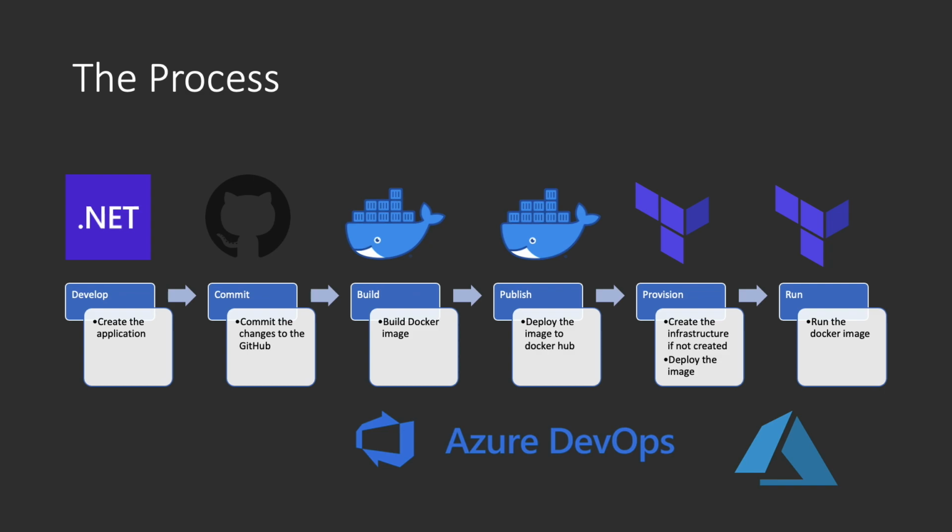So once we have deployed our Docker image to Docker Hub, what we're going to be doing is provisioning the infrastructure if we didn't do so already. And once we have provisioned that infrastructure, we're going to be deploying the image that we have created to that infrastructure, and then we're going to be actually running that image. So we're going to be referring back to this chart during our code, but for now I just wanted to go over an overview of the steps that we're gonna be doing and how everything fits together.